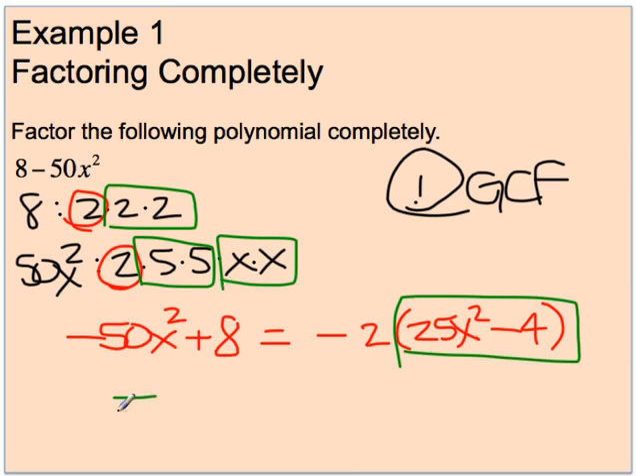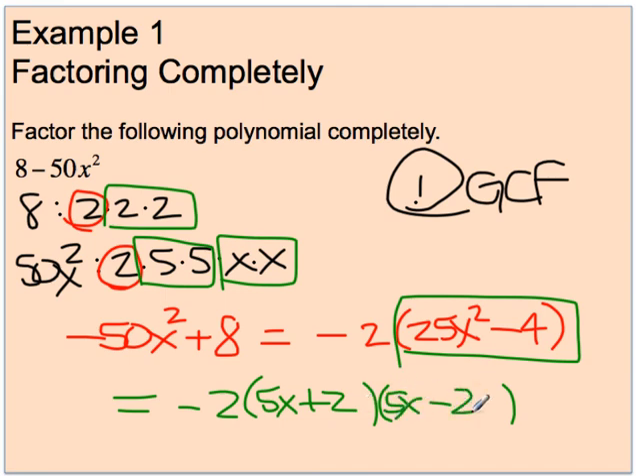So to factor this completely, I'm going to write this as negative 2 times, and remember our rule for a difference of squares has one with a plus, one with a minus. And I'm going to have 5x and 2, and 5x and 2 in the back as well. So this gives me my complete factorization of this polynomial.